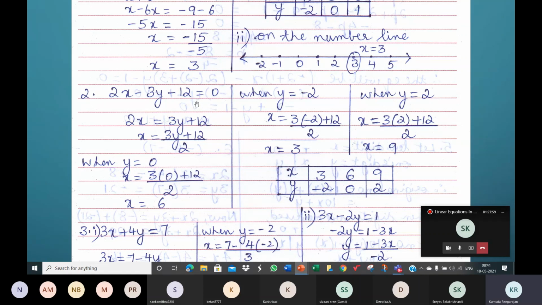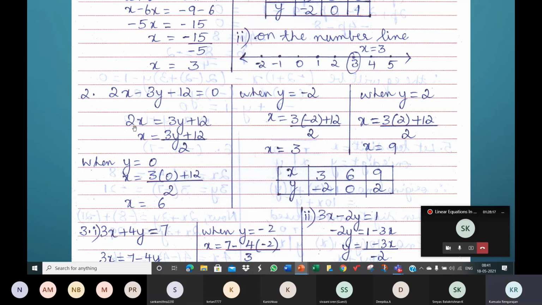Just by some algebraic calculation, we can find out those points. We can find the address of those points. Let's first understand using the graph. So this is the equation. In order to make a graph of this equation, we need to prepare this xy table.